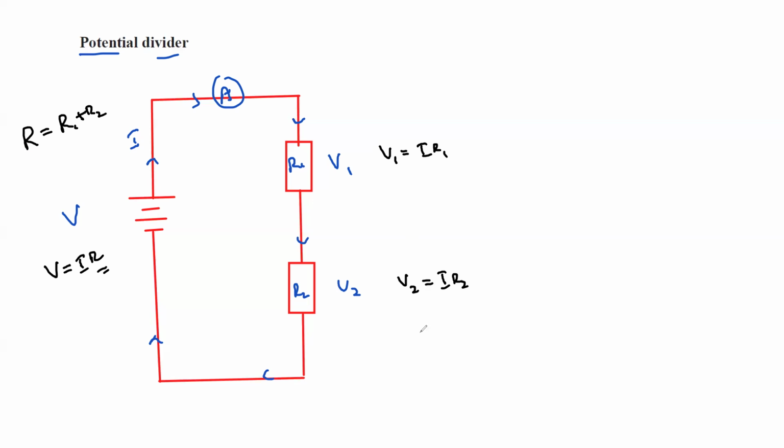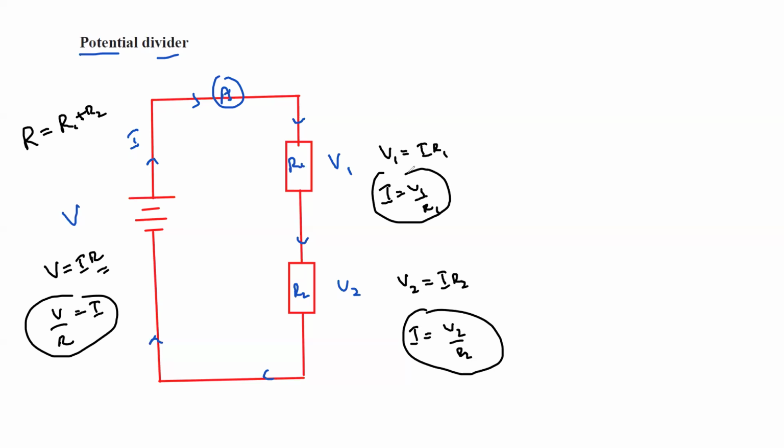If we compare the current, because the current is the same, according to these formulas the current will be equal to V1 over R1, V2 over R2, and V over R. These are the three formulas for the current, and all the currents are the same because they are in series. Let me call them equation A, equation B, and equation C, and compare A and B.